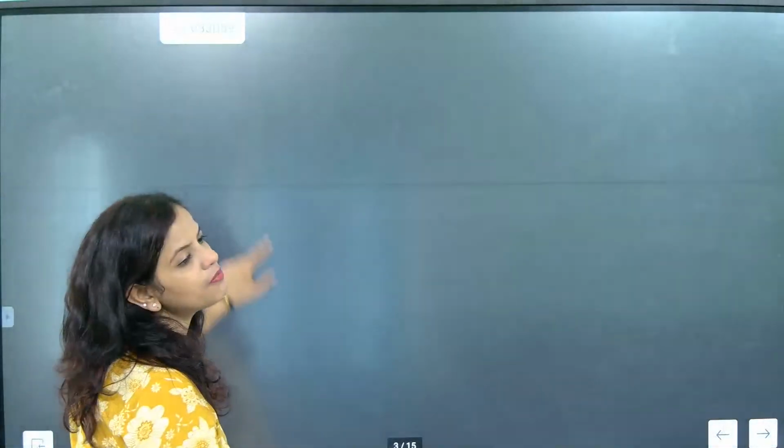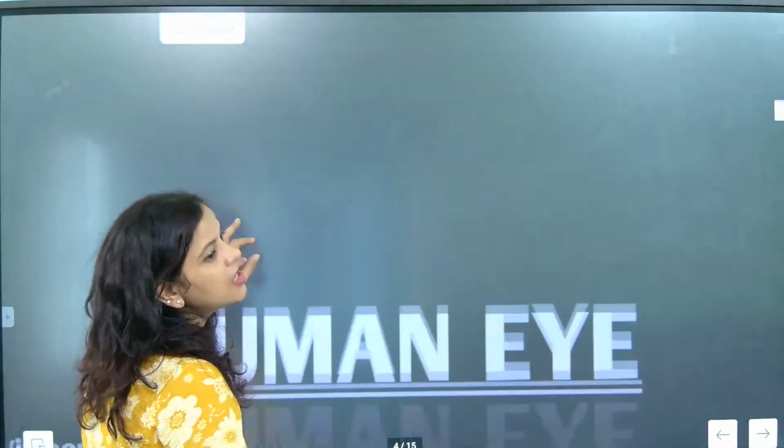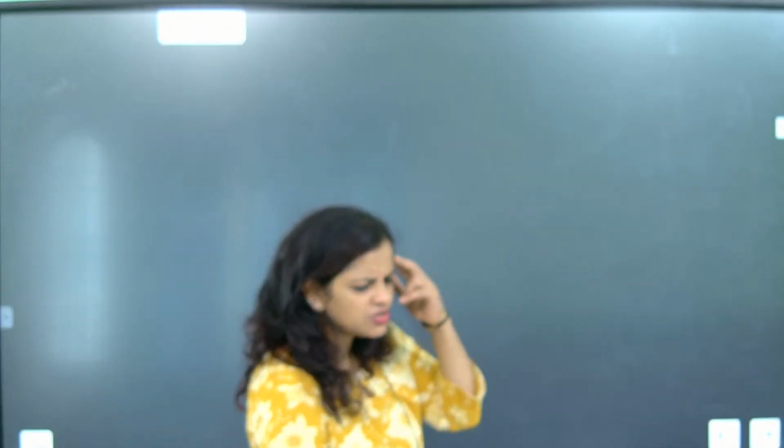So we learned about rods, cones, ciliary muscles. Okay, I forgot, my memory is not working. Can anybody answer my question? When the ciliary muscles contract, then what happens?